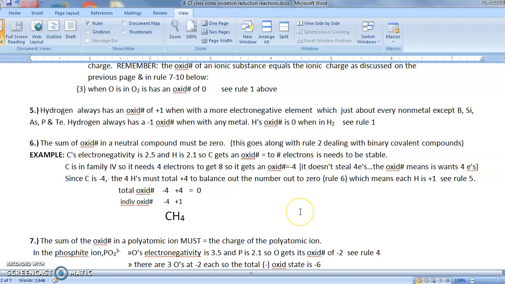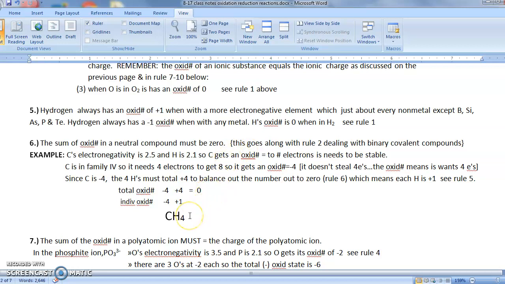Rule number 6: the oxidation number of a neutral compound must always add up to 0. So the total oxidation number, and they're talking about the total, adding up all the oxidation numbers of every atom in the compound, must be 0. And this goes along with rule number 2, dealing with binary covalent compounds. Let's take a look at how this works.